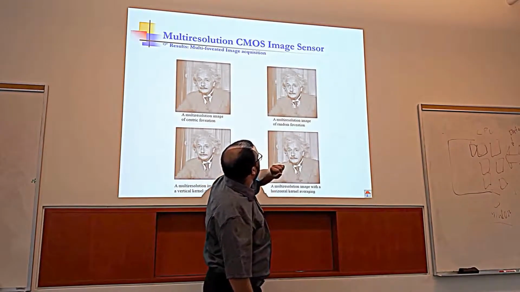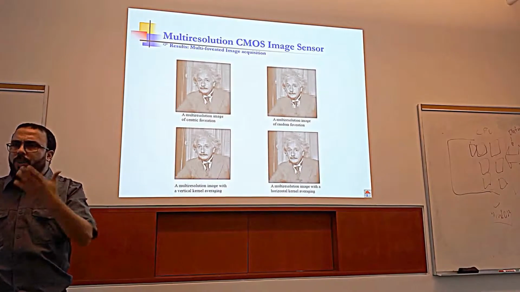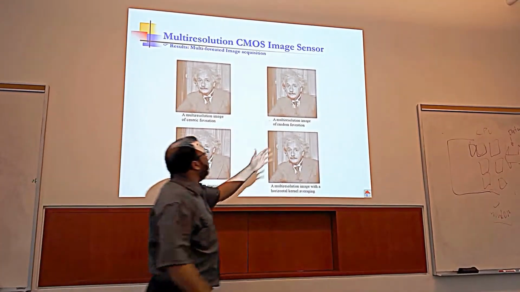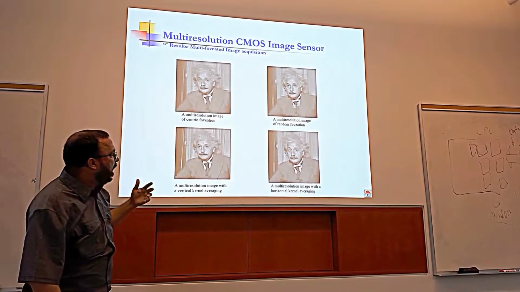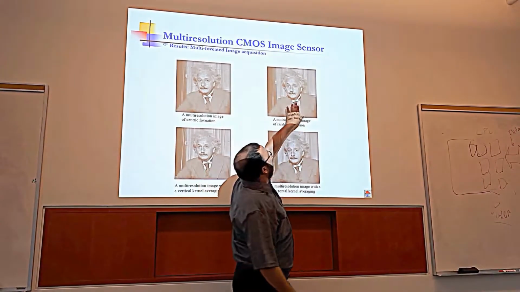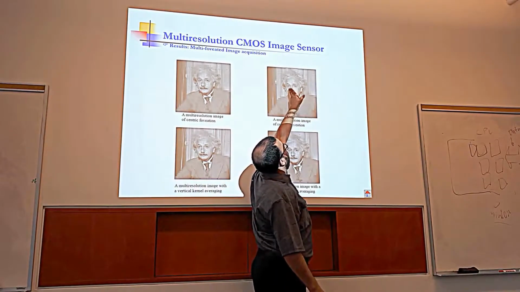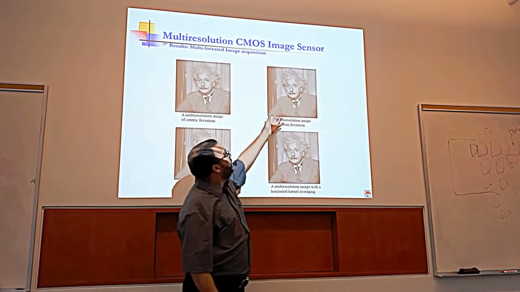Now the second one is random. We can randomly select which area we want at the highest resolution and average everything else. Of course, we can have not only one, we can have multiple fovea. So in this case, we took this fovea and we took his cravat at the highest resolution. So we can multiply that.